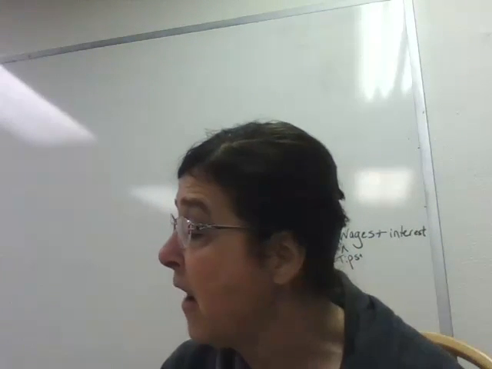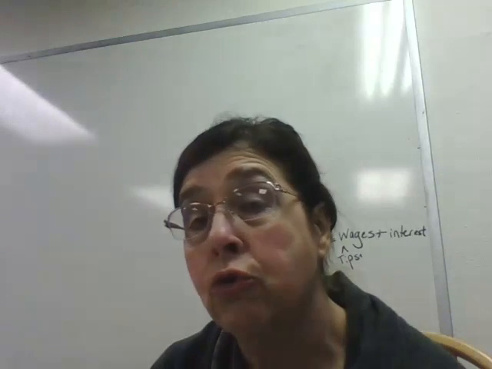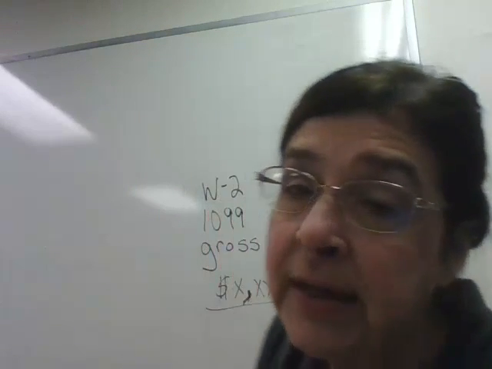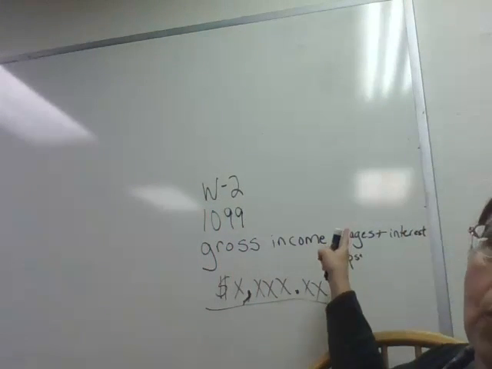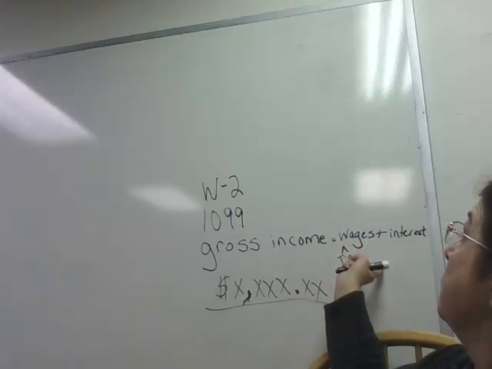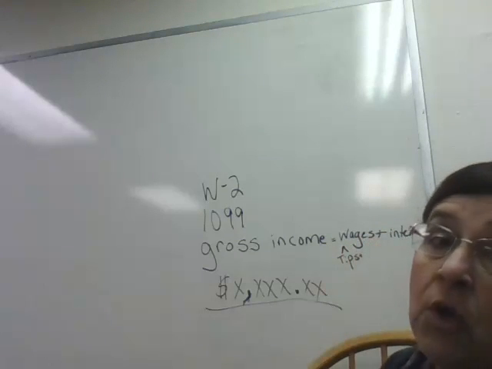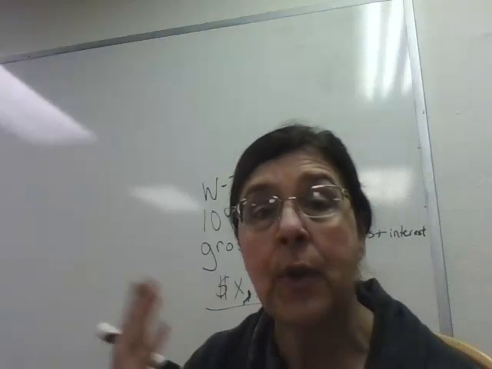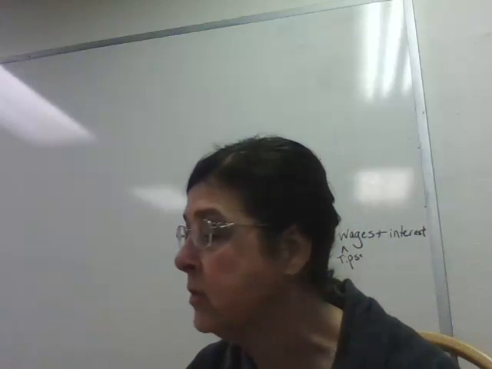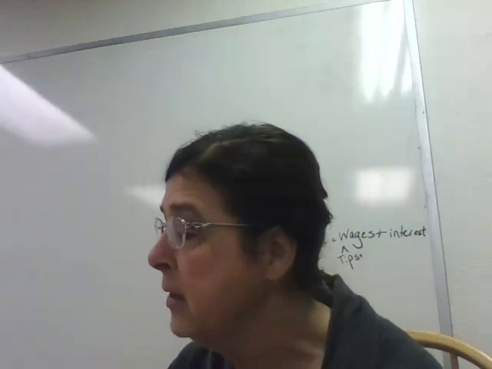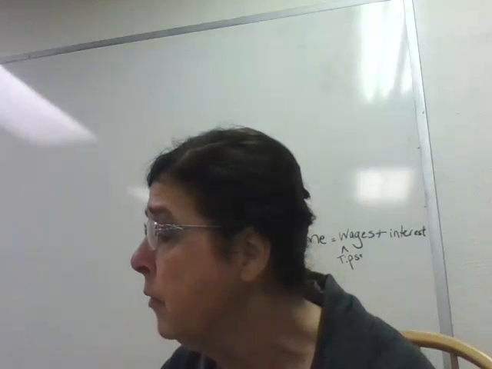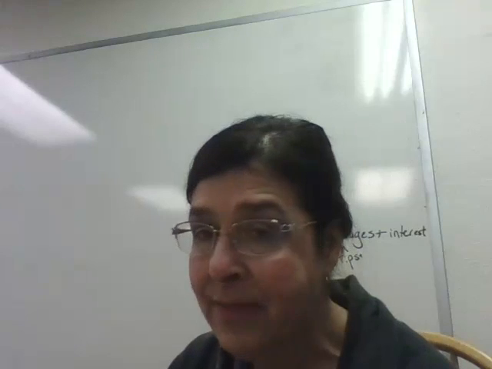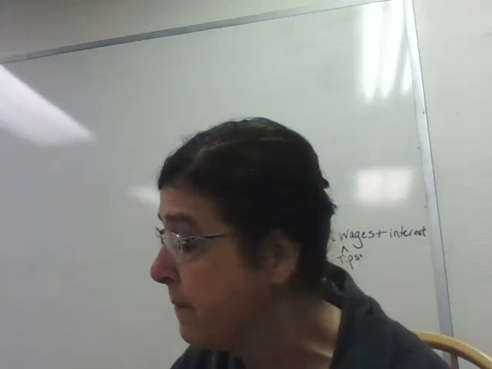Now, for 5 through 10, you're going to find your gross income. Again, the gross income, your wages, your tips, and plus your interest. You're taking your W-2 and your 1099 and adding all those together. So those are simple addition. You can just plug those into your calculator and add those up, 5 through 10.